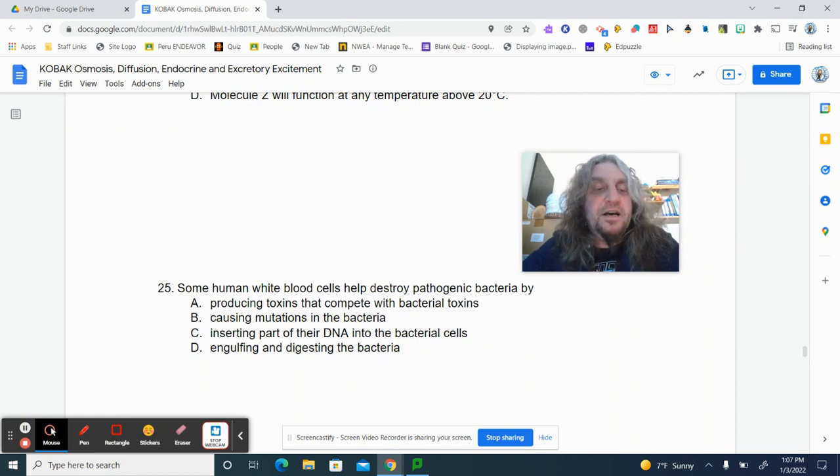Question 25. Some human white blood cells help destroy pathogenic bacteria by A, producing toxins that compete with the bacterial toxins. B, causing mutations in the bacteria. C, inserting part of their DNA into the bacterial cells. D, engulfing and digesting the bacteria.